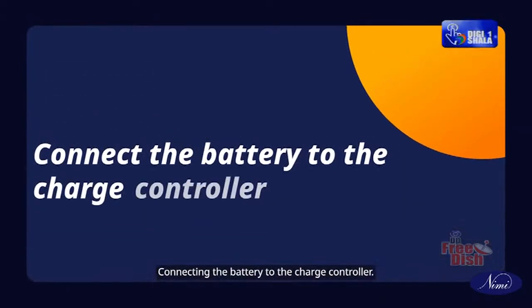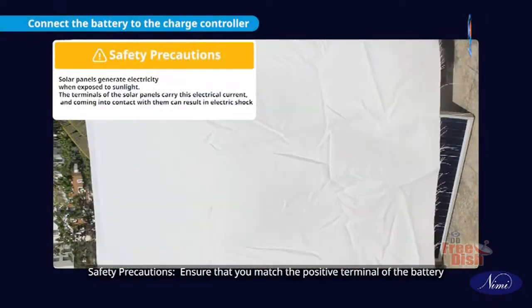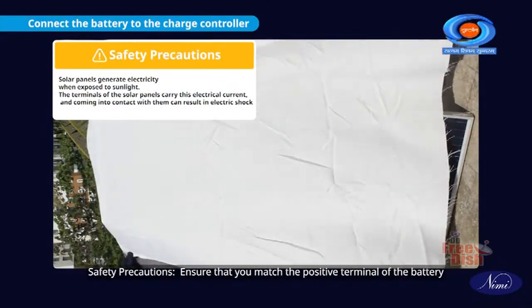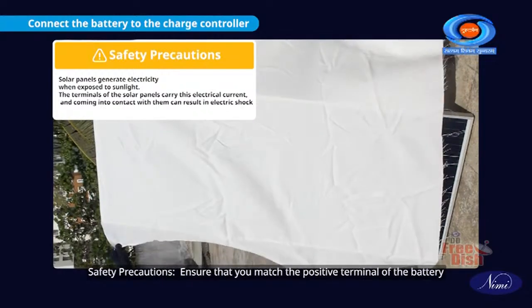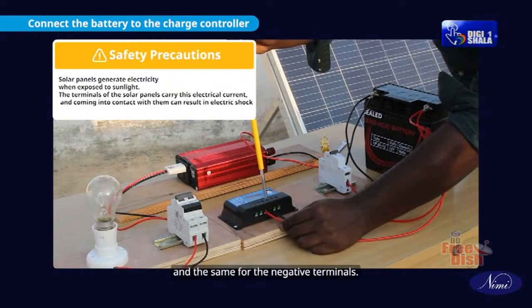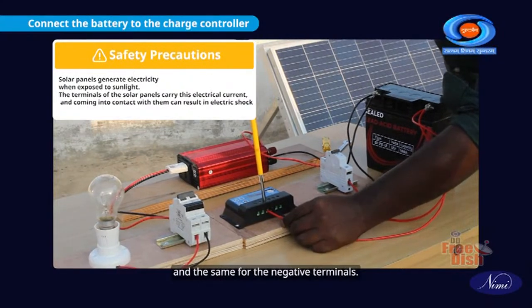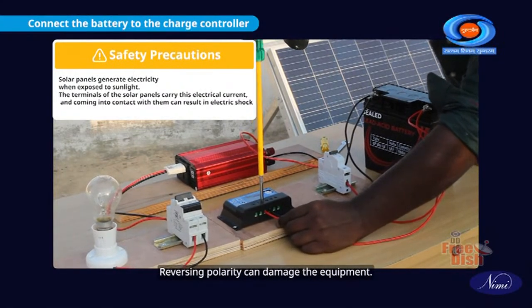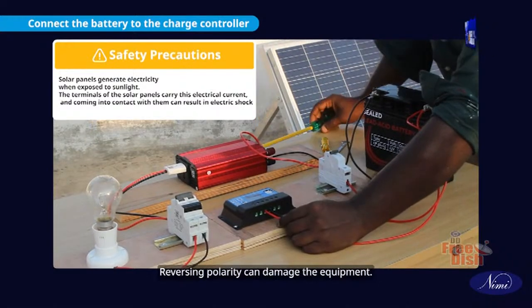Connecting the battery to the charge controller. Safety precautions. Ensure that you match the positive terminal of the battery with the positive terminal of the charge controller, and the same for the negative terminals. Reversing polarity can damage the equipment.